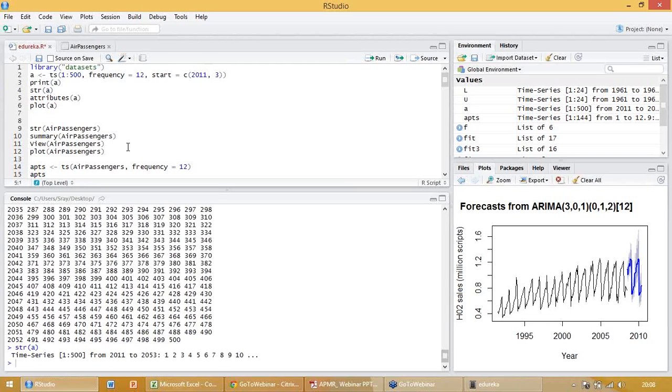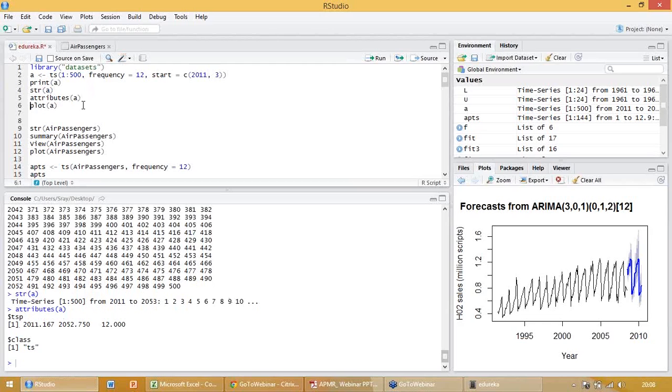Also, we'll try to understand what this data is all about. When I write str, it shows that yes, it's time series data with values ranging from 1 to 500, years from 2011 to 2053, and so on, and gives me the list of all the data. Then we'll see the attributes. It says it's time series data and shows the year: it starts from 2011 and ends at 2052 with 12 months. So this is the beginning, this is the end, and this is the frequency. And the class, of course, is time series data.